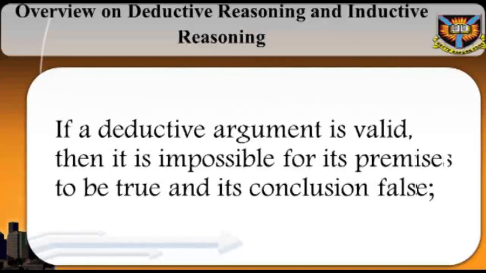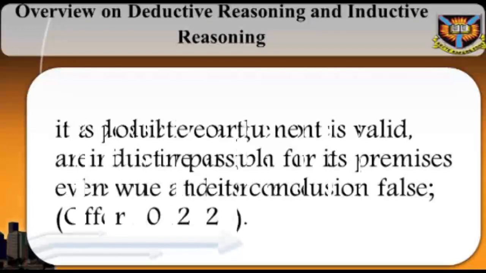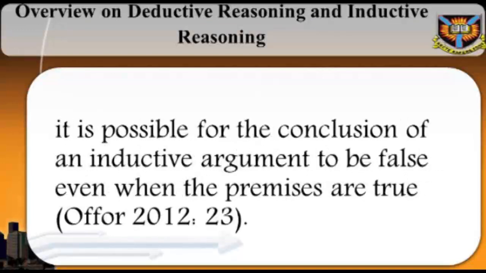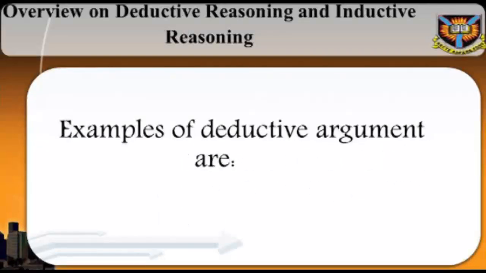Inductive arguments cannot be valid, but can be strengthened or weakened by additional premises. 3. If a deductive argument is valid, then it is impossible for its premises to be true and its conclusion false. It is possible for the conclusion of an inductive argument to be false even when the premises are true. Of 2012, page 23.